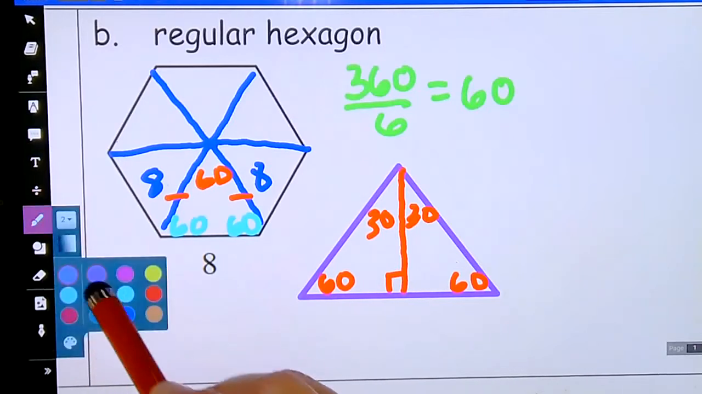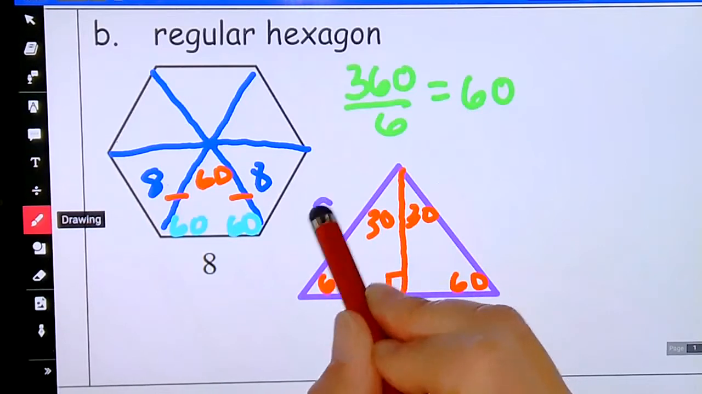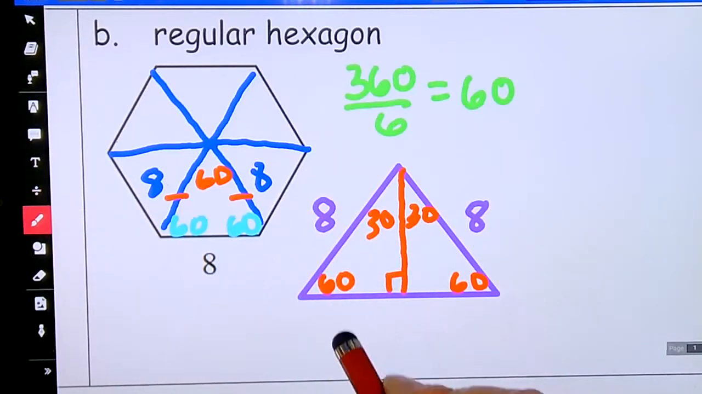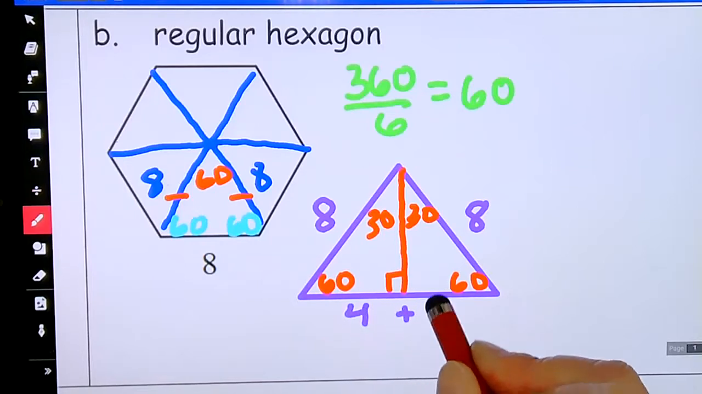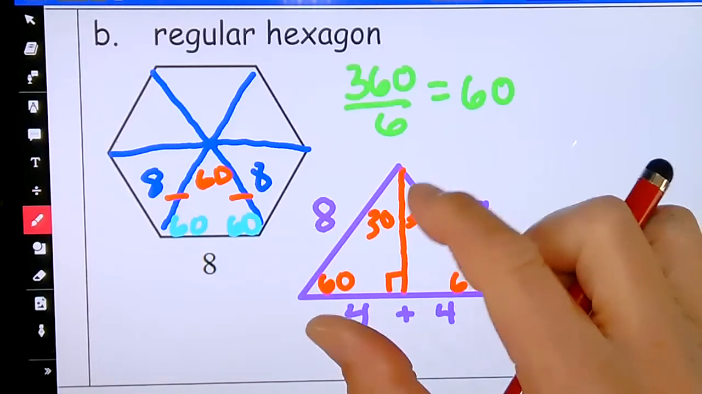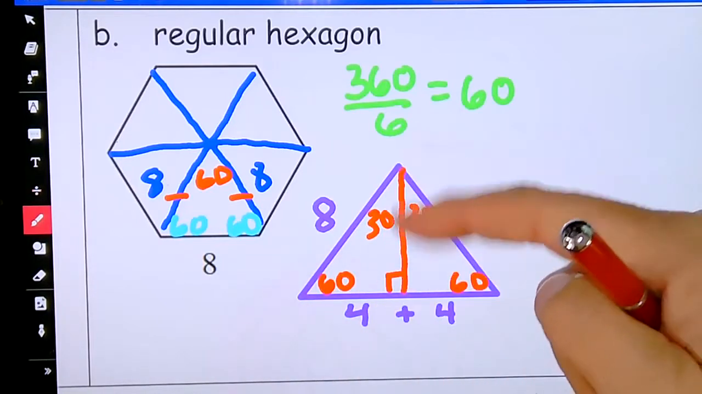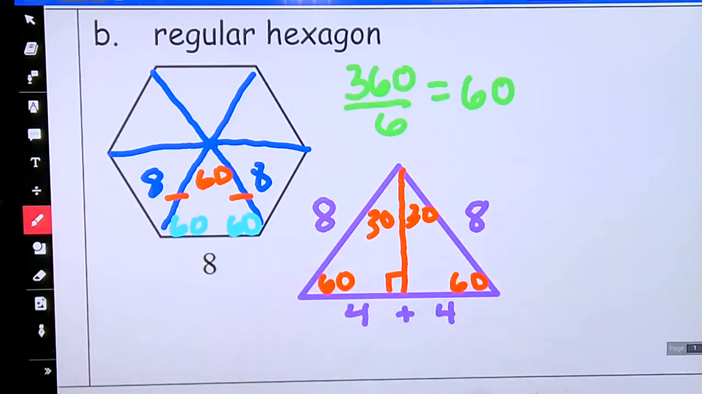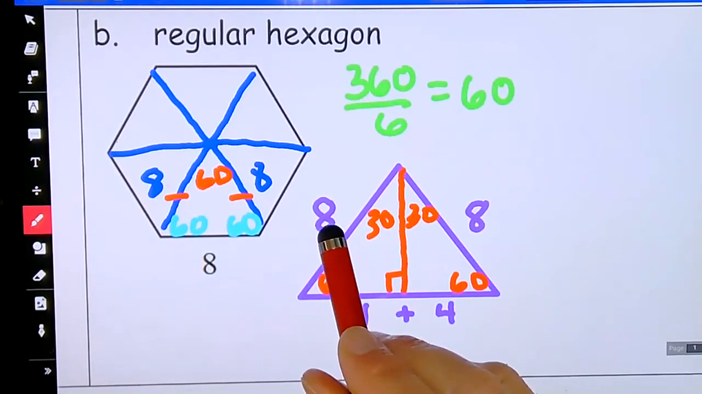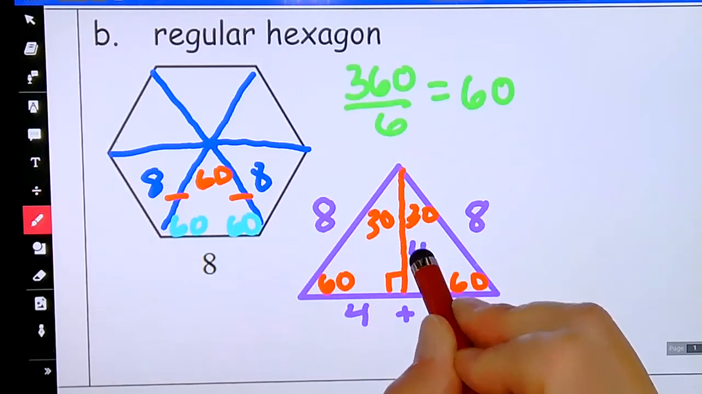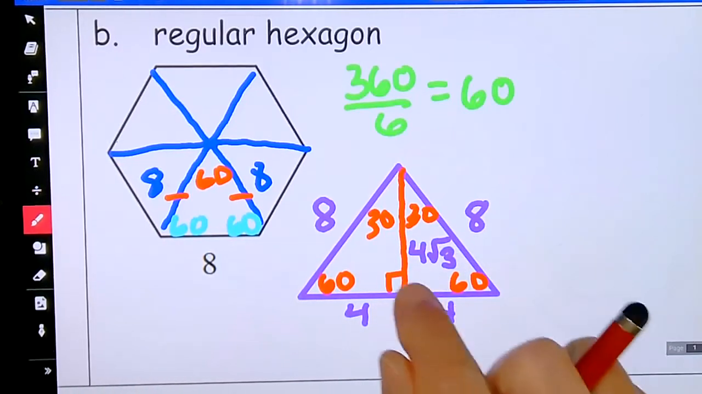Okay, so now I know that this is 8. I know that this is 8. I know that it's 8 going across, so that means that this is a 4 and that is a 4. So now I know that my base is 8. I need to figure out this height. But since this is a 30, 60, 90, I can do that nicely. Across from my 30 is that building block, 4. I double that 4 and I get 8, my hypotenuse. I take that same building block and I times it by √3, and that's going to be this height here.